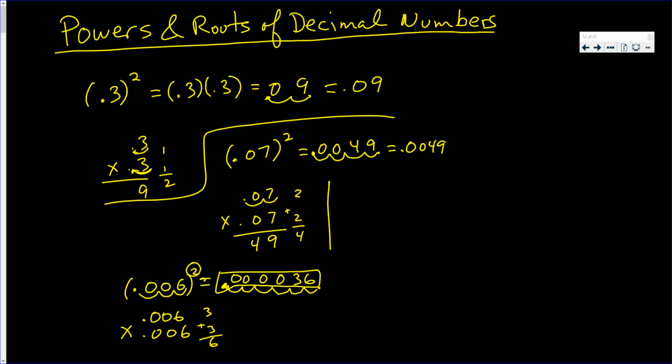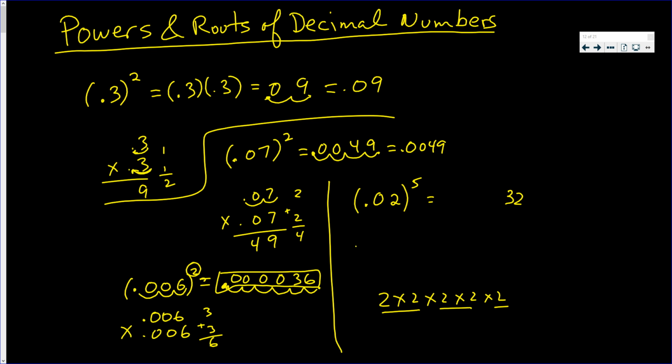Well, what if I wanted to do, say, 0.02 to the 5th power? Well, I know 2 to the 5th is 32. 1, 2, 3, 4, 5. 4 times 4 is 16, times 2 is 32.